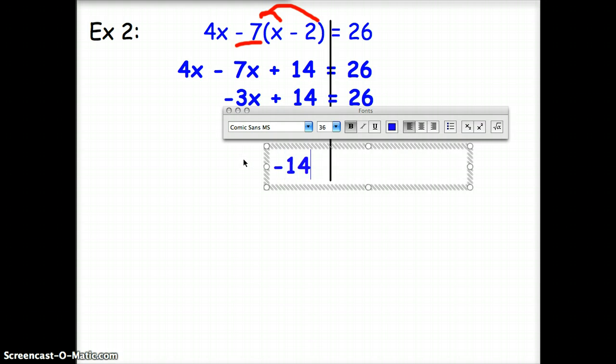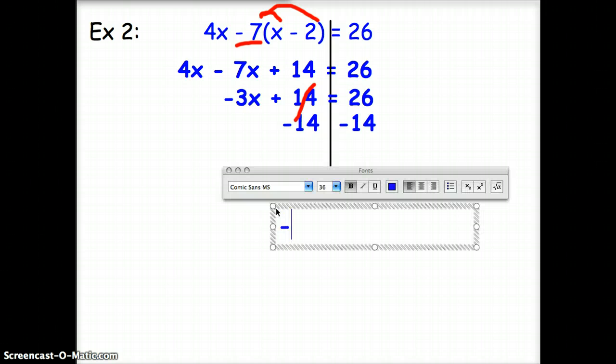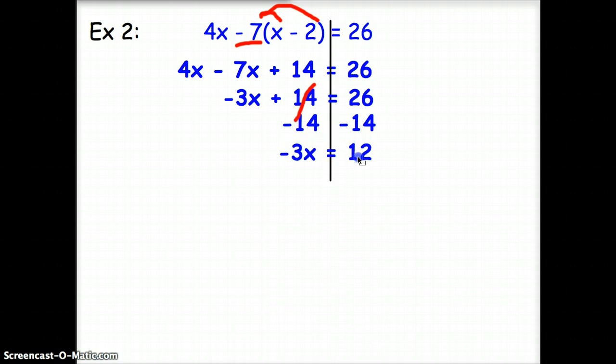Subtract 14 from each side. 14 minus 14 is 0, so those cancel. And we're left with negative 3x equaling, let's see, 26 minus 14 is 12. Divide both sides by negative 3.